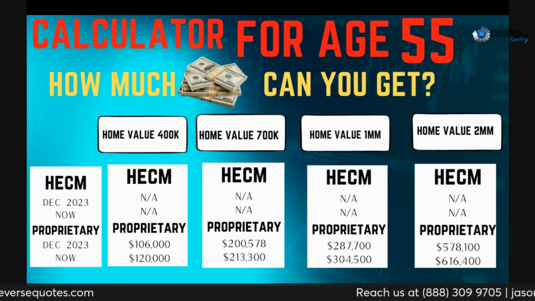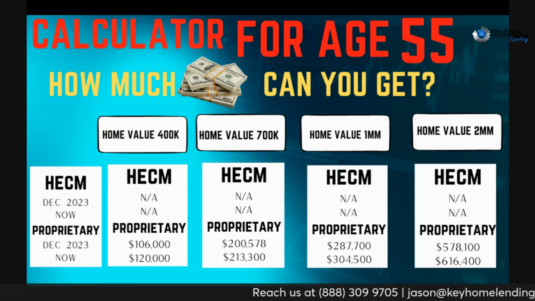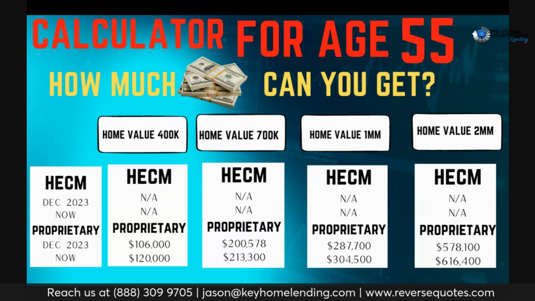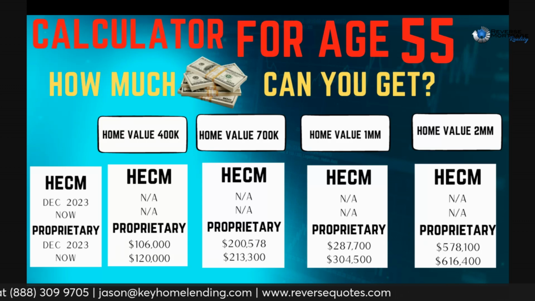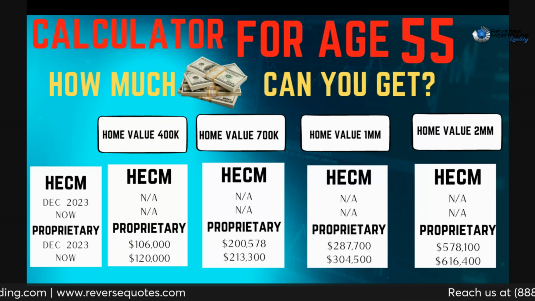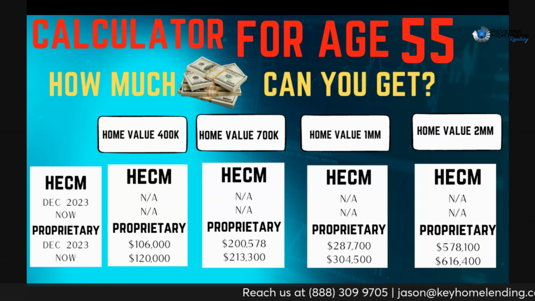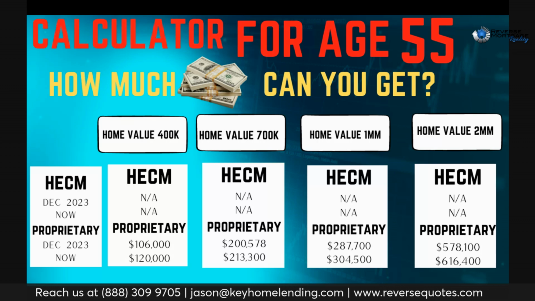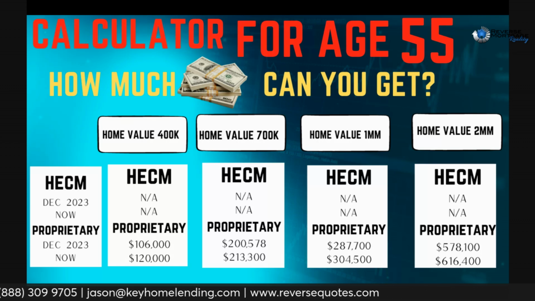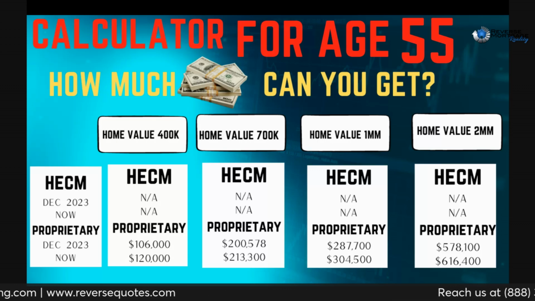The proprietary, $700,000 home values. It was 200, now it's 213. $1 million home value was 287, now it's 304. And $2 million value, it was 578, now it's 616. So you can see your proprietary, if you're in the process for a proprietary or you're looking to get a proprietary, be thankful that you got it now, or you're getting it now, and you didn't get it a year ago or 8 months ago, right?